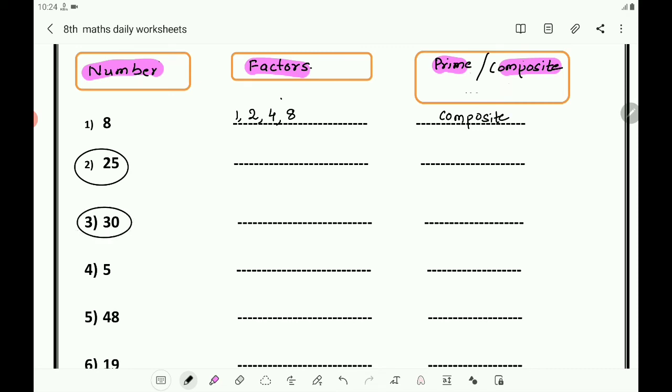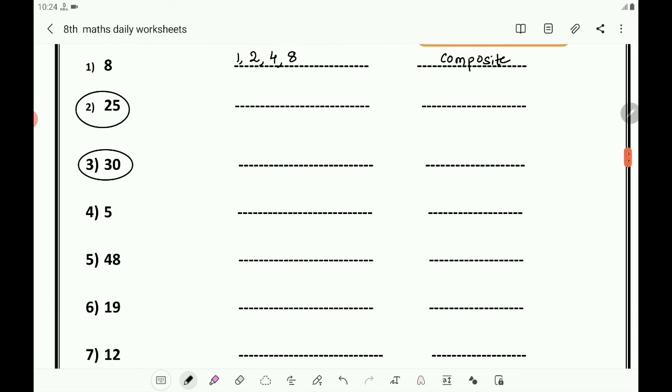What are the factors of 30? Factors of 30 are 1, 2, 3, 5, 6, 10, 15, 30. So these are the factors of 30. So write what you can conclude here. Next 5. What are the factors of 5? 5 is divisible by 1 and that number, so only two factors are there for 5, 1 and 5. Then you give the conclusion.